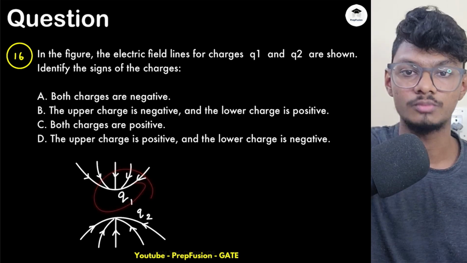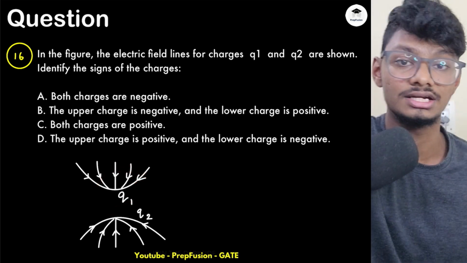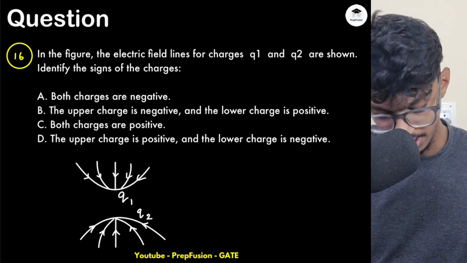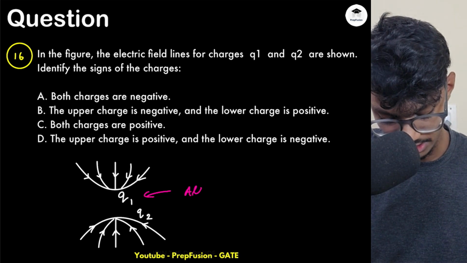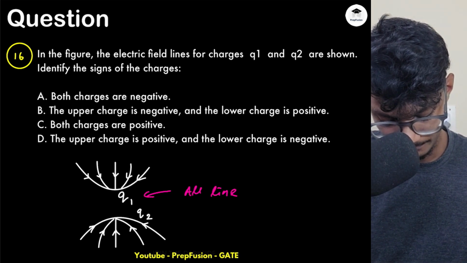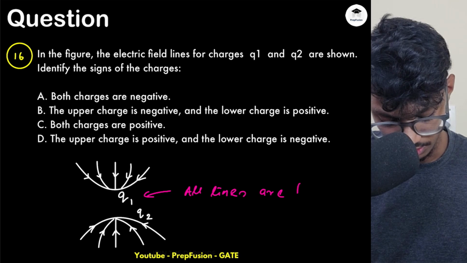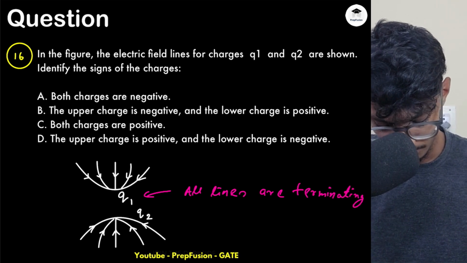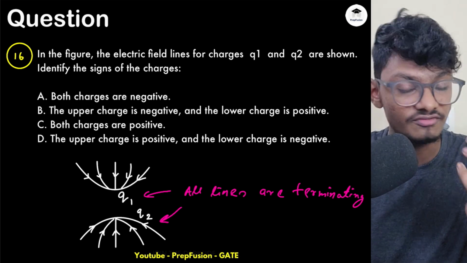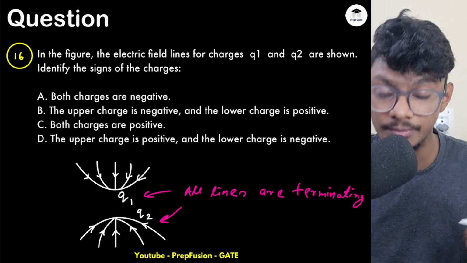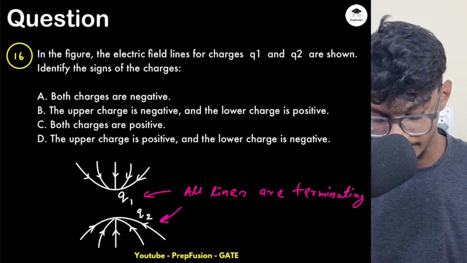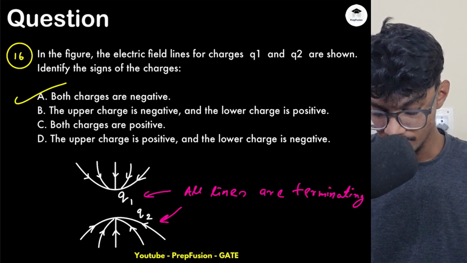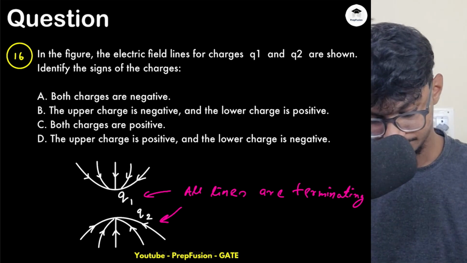Here for Q1, we are observing that all the lines are terminating. All lines are terminating for Q2 as well. And where do electric field lines terminate? They terminate at a negative charge. So both of them are negative charges, so option A will be correct.